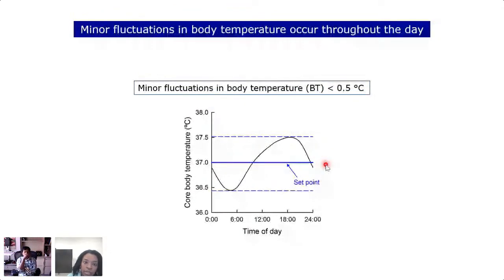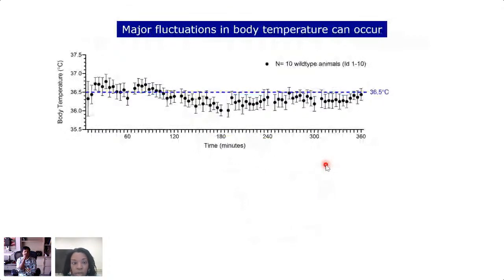But what's also happening in the system is that you have major fluctuations in body temperature. So here we are measuring the body temperature in 10 mice every 5 minutes over 6 hours. And the temperature is being monitored by transponders that are subcutaneously implanted in the animal. And we can see here that over the 6-hour period, the average temperature for these animals is 36.5, and we can also appreciate that the body temperature fluctuated from the set point no more than 0.5 degrees Celsius.